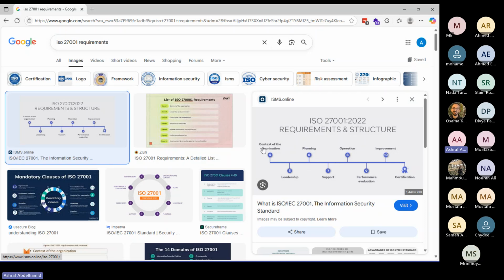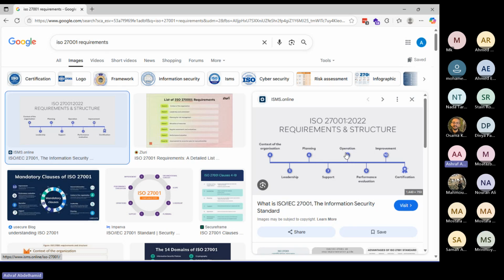So this is the plan, and then do. Then we start the action. At the operation stage, we conduct the actions: we conduct the mitigation plan and the requirements in the organization.